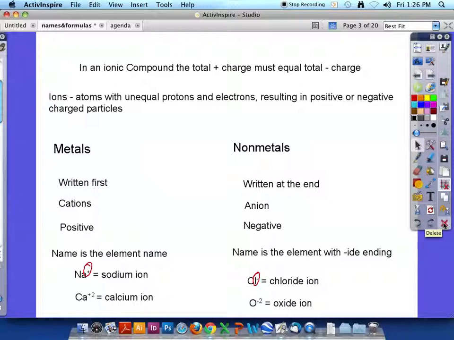It's often helpful to go to your periodic table and see if you can practice changing some of those nonmetal names into ion names.